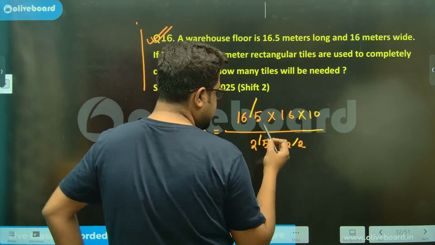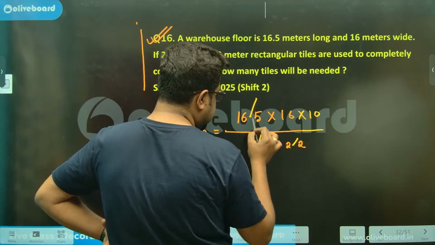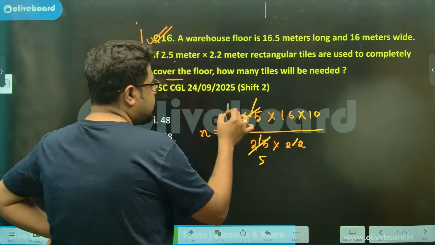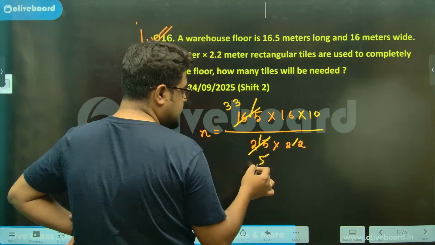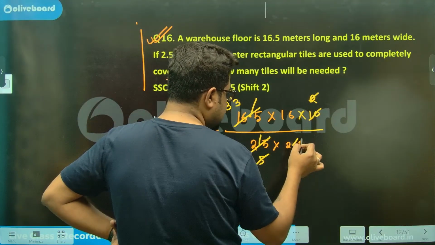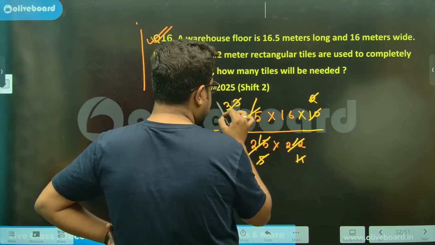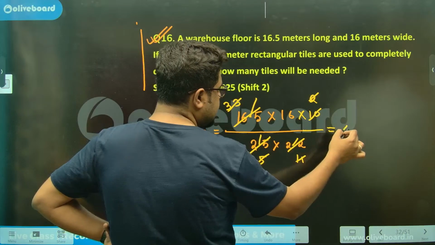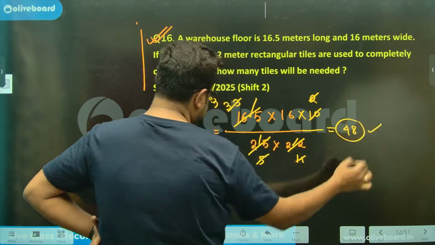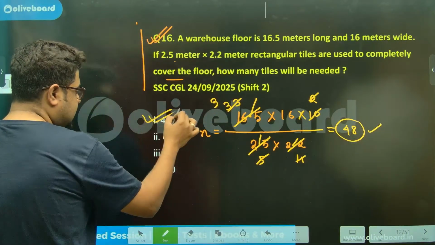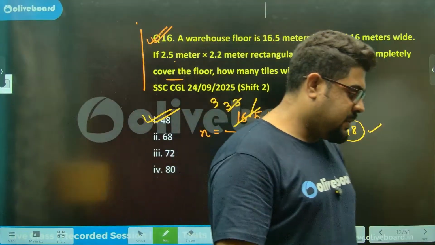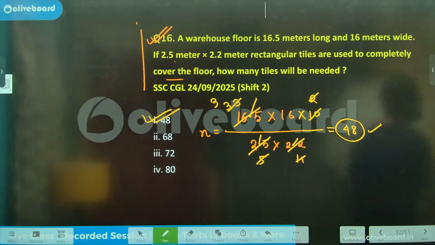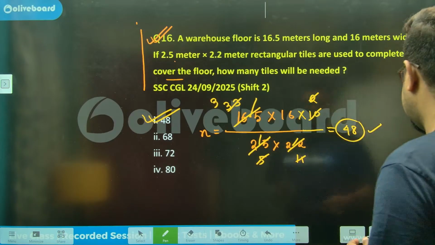Acha, sir. 25 fives, 5. 5 threes are this, 5 threes are this. 11, 3. 3 16s are 48 tiles, sir. Option number 1 once again is your correct answer, sir. Perfect, everyone. Simple question.